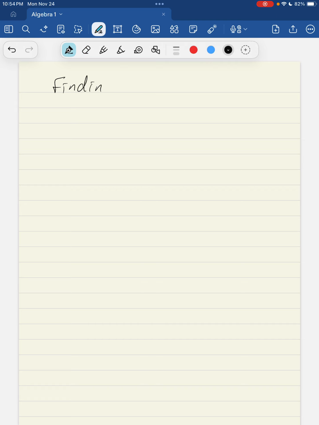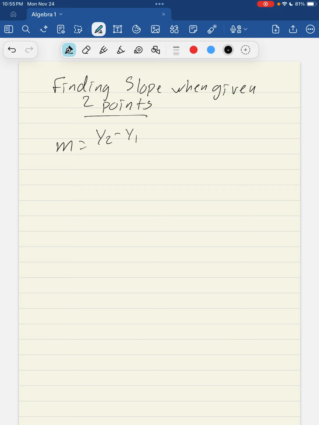Finding slope when given 2 points. This guy uses a formula, okay? And the slope is y2 minus y1 over x2 minus x1, okay?